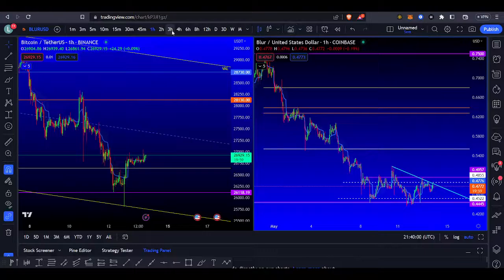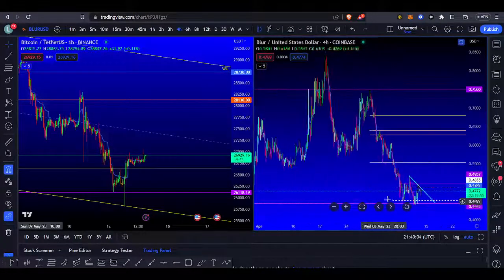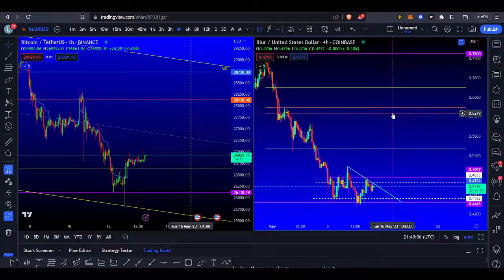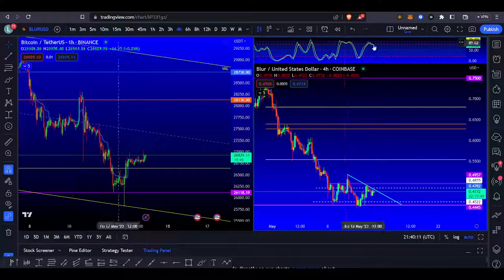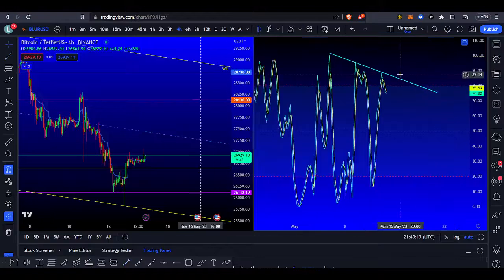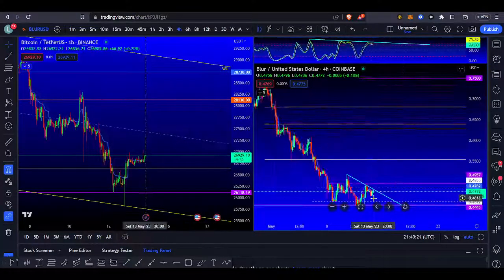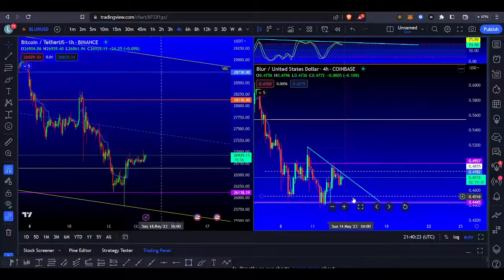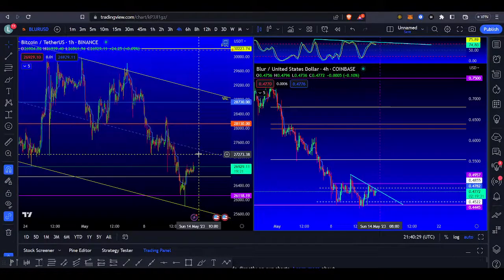Right now with Blur, it obviously is sitting at a range low. It currently swept these lows, and it looks like it wants to move higher. Even on the 4 hour, you got a little bit of a bearish divergence. This is a lower high happening here. It's a confirmed lower high. So it could possibly just come back down a little bit, maybe test this line right here before moving higher, or maybe it just pumps up. It really just depends on what Bitcoin wants to do.